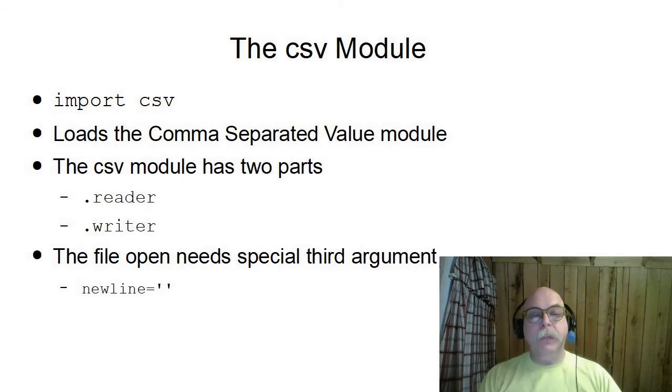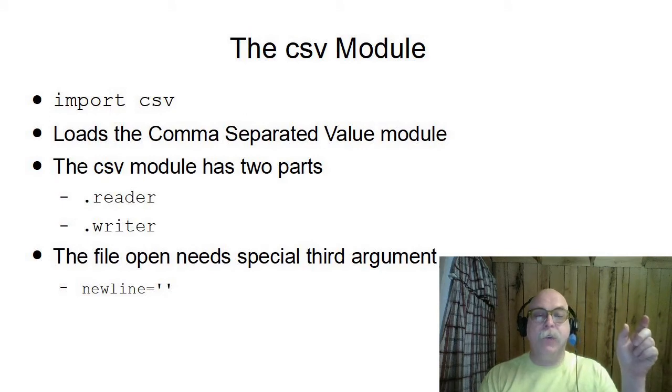The first thing we need to do to use the CSV module is to do an import csv at the beginning of our Python program, like we've imported other modules. This loads the comma-separated value module. The CSV module has two main things it does. One is the reader object, and one is the writer object, exactly what they sound like, a reader and a writer.